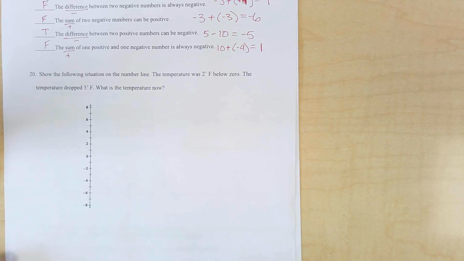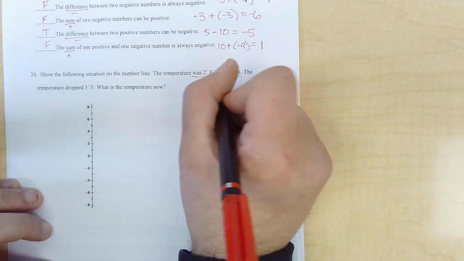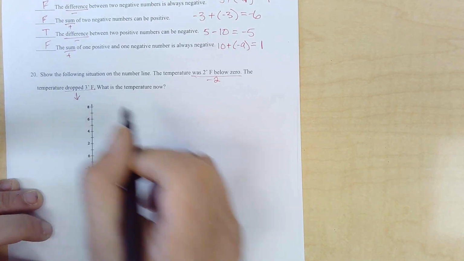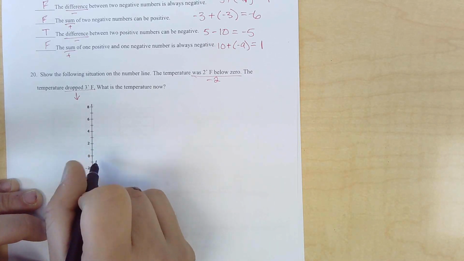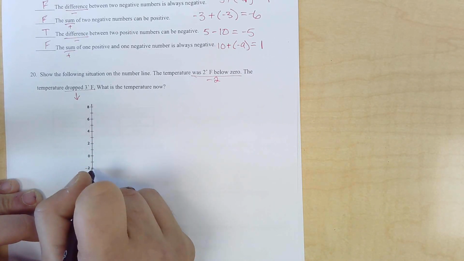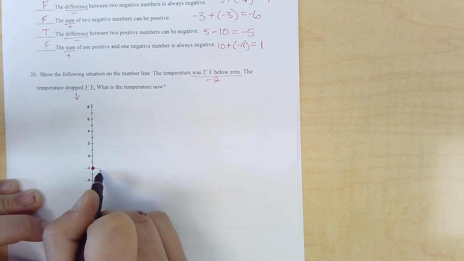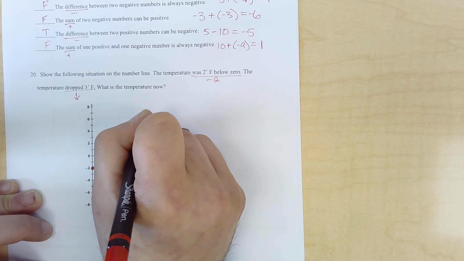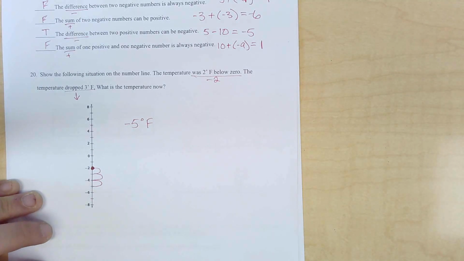Moving on to the very last one, it says show the following situation on the number line. The temperature was 2 degrees below 0. The temperature dropped 3 degrees. What is the temperature now? Okay, so if the temperature was 2 degrees below 0, that's going to look like negative 2. And if the temperature dropped 3 degrees, that means it's going to go down by 3. So I'm going to start at 0, negative 1, negative 2. And then it dropped 3 degrees. 1, 2, 3. The temperature now is negative 5 degrees Fahrenheit.